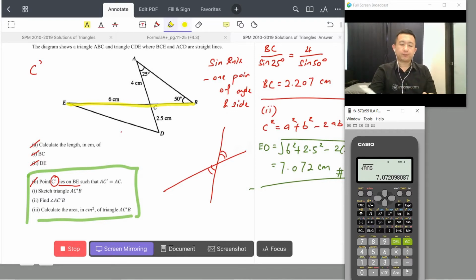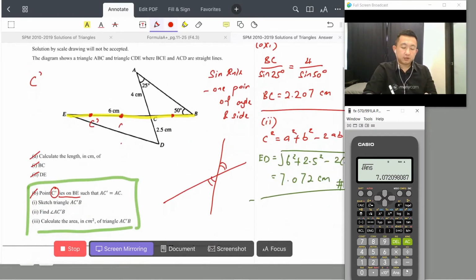We don't know where. It could be here. Oh, sorry, use a different color. It could be here, C prime. Okay, it could be here, it could be here. Either one of them, we don't know where, but along the line.